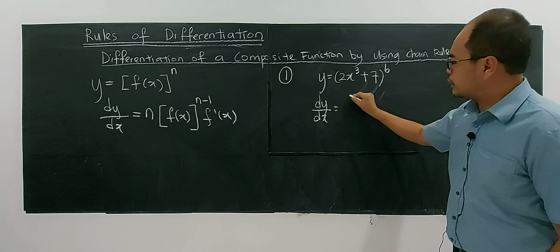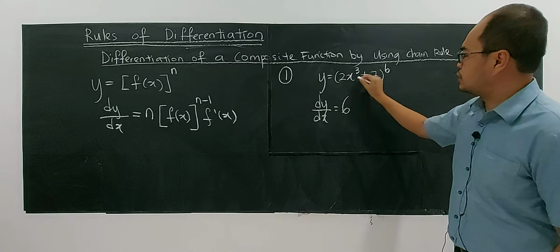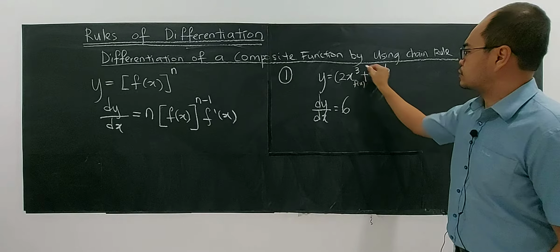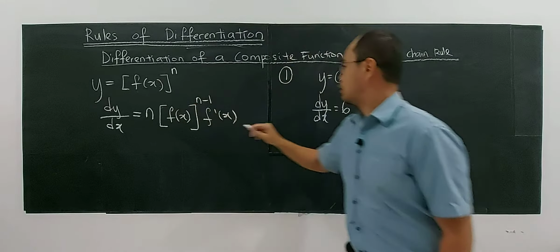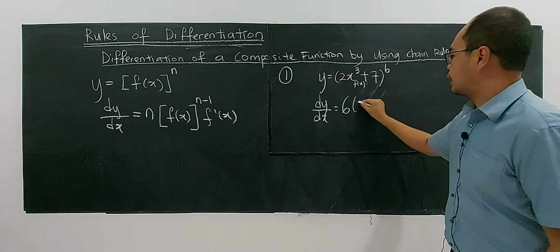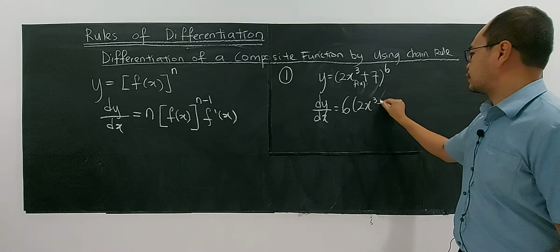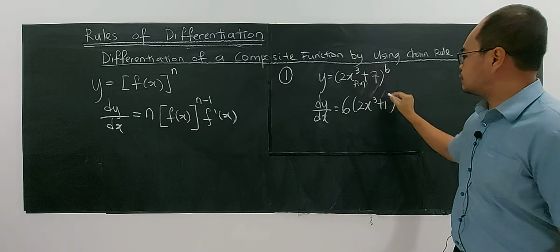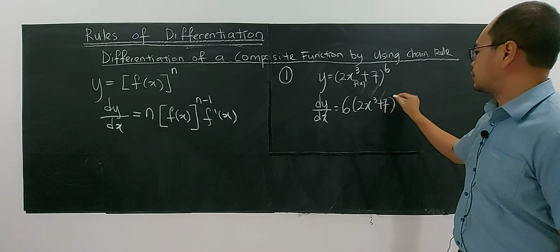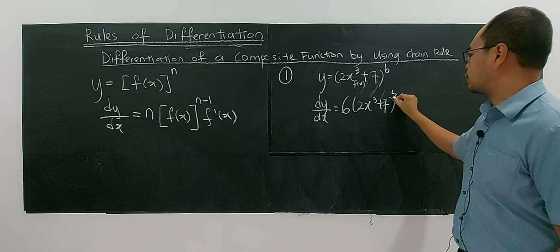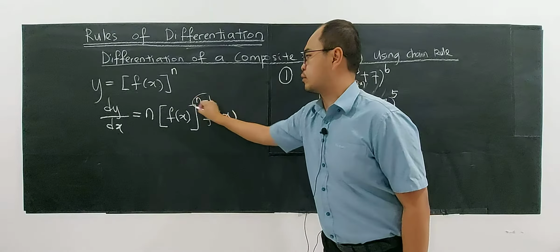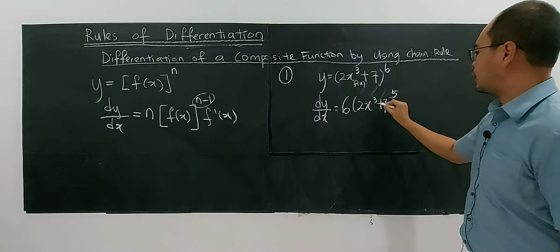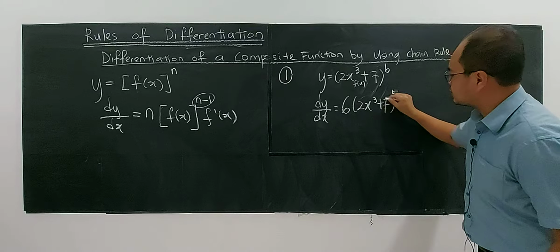I bring down the 6. This is your f(x) now. So I bring down the power 6. Then the second step, I copy back all these things, 2x cubed plus 7. Then this power becomes 6 minus 1, which is 5, n minus 1. So f(x) you just copy back. Later, differentiate the inside one.